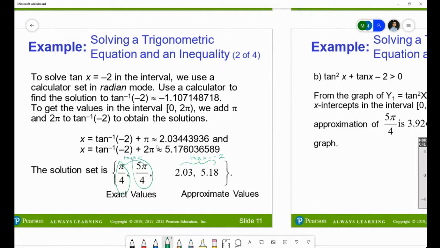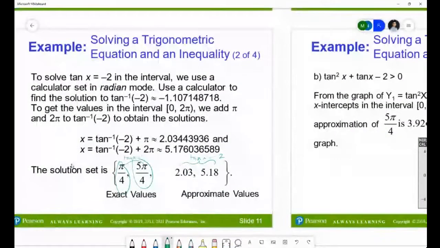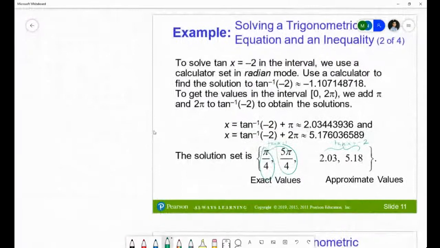Okay, so to derive the 2.03, it was the tan inverse of -2 plus pi. Okay, I see it now. Do you know why that is? Is it because it's cyclical within pi? Okay, so let's think about this. Tan inverse of -2 is in what quadrant? The restricted domain of tan inverse is from -pi/2 to pi/2. So it's quadrant 4, yeah, because it's negative.